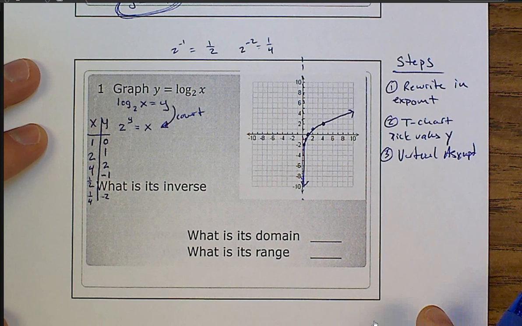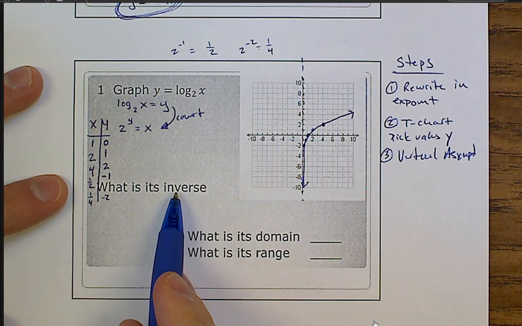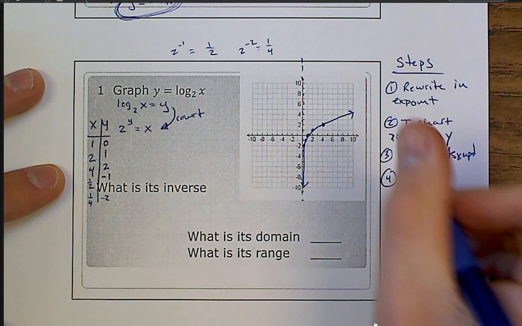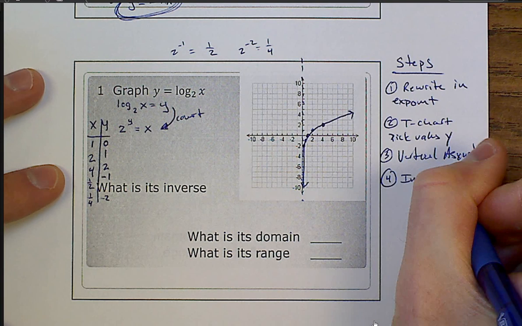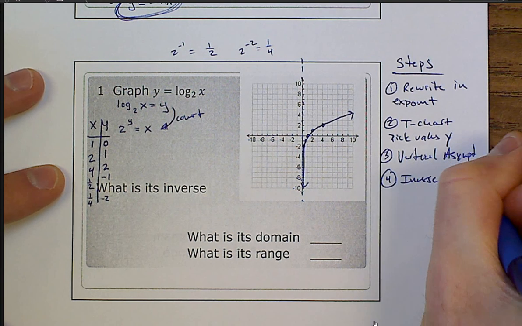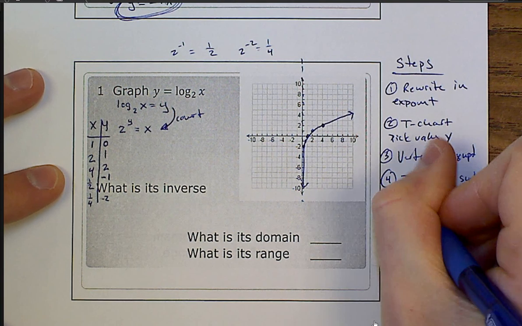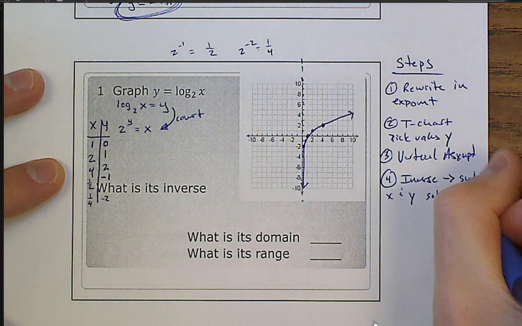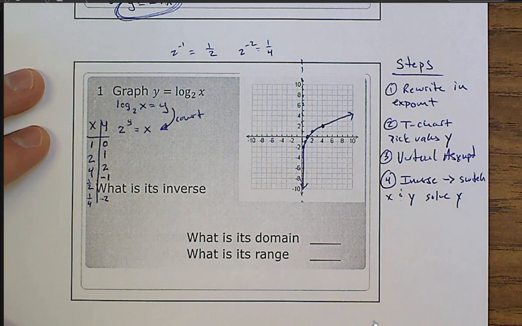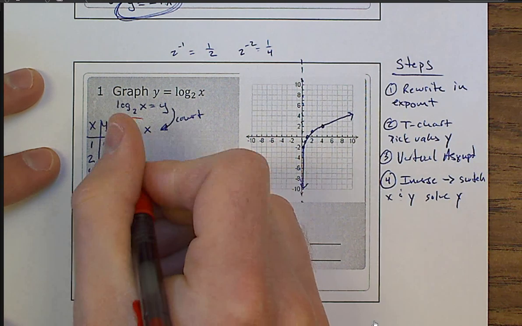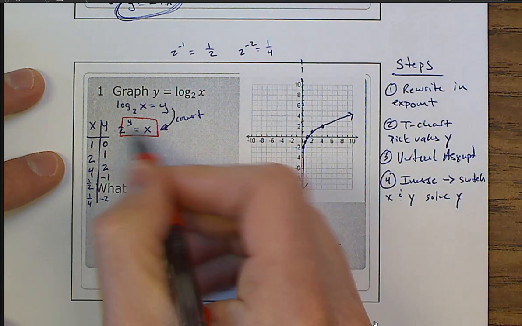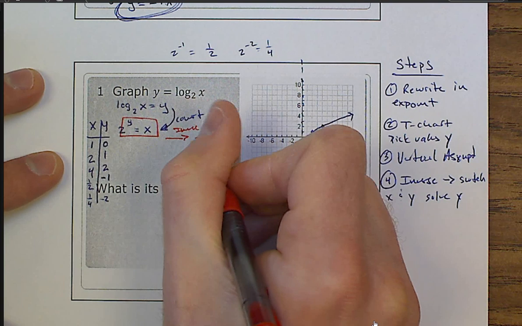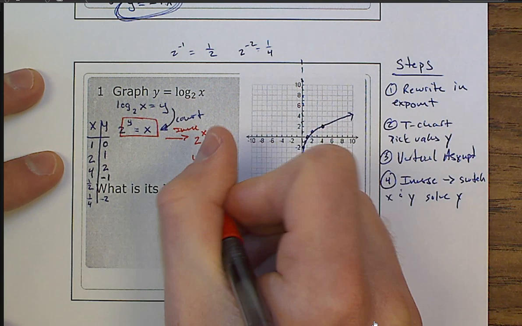All right? Now I say, what's its inverse? So how do you do this? So part 4, for the inverse, here's what you want to do. You want to switch x and y and solve for y. Okay? Now, when you do that, I'm going to do this in red, you want to go with your exponential form. So when we go to do the inverse, it's going to look like this. 2 to the x equals y. In other words, y equals 2 to the x.